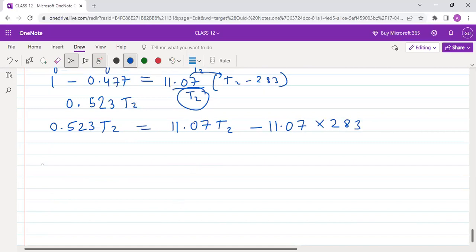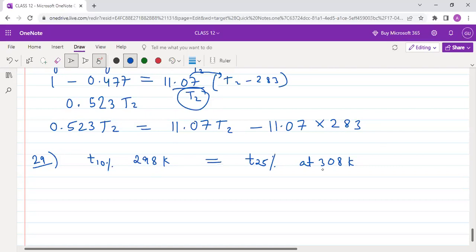Now question number 29. Were you able to solve it? No, but I did try. It's given that the time required for 10% completion of a first order reaction at a temperature of 298 Kelvin is equal to the time required for 25% completion at 308 Kelvin. So there is a first order reaction taking place at two different temperatures.